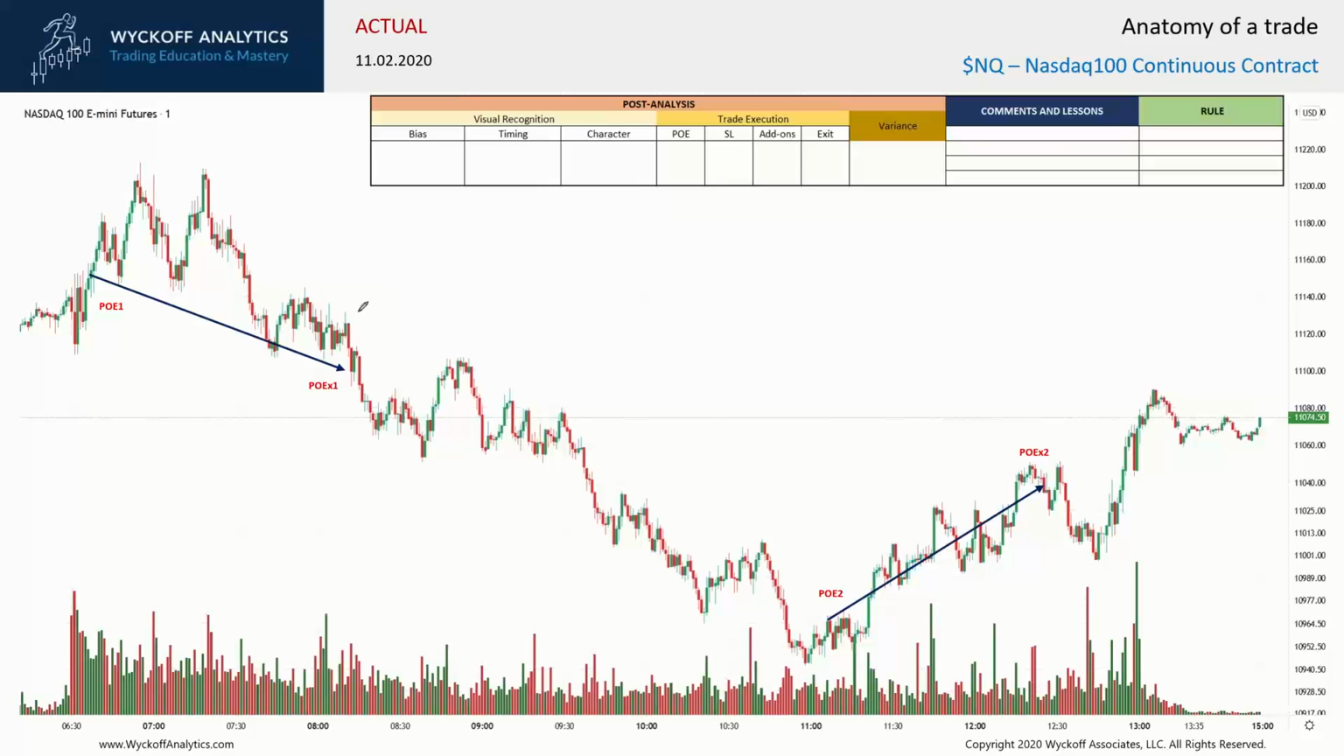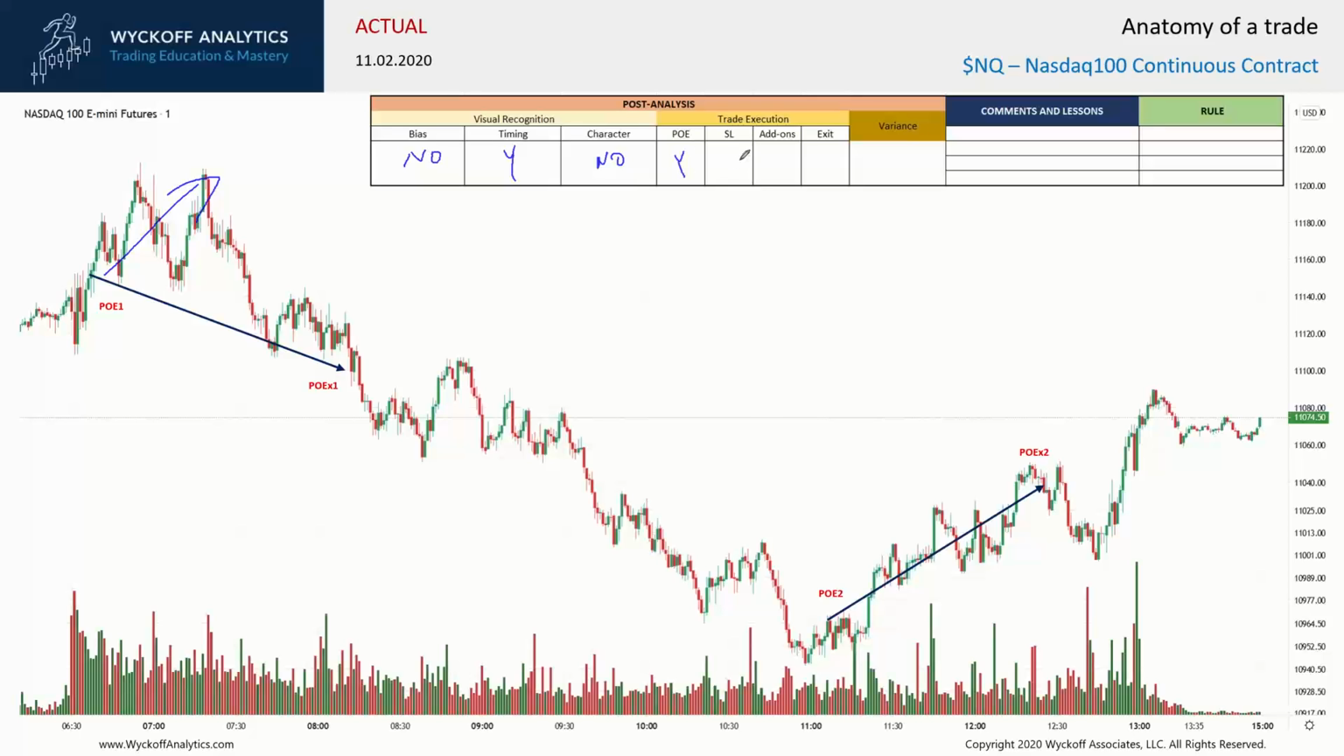So, Franz, why don't we just go through the post analysis here, because this is going to be interesting. So the bias is probably no, right? I agree. Timing, I would say, just for this trade, was okay. I mean, we are entering at the time where the price starts to move. So let's just put yes. Character, no. Point of entry, yes.